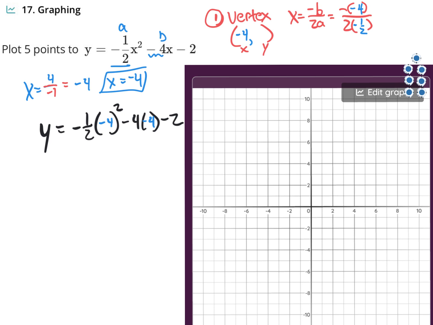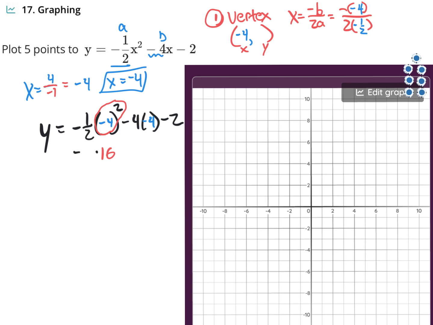At this point, you could just get a scientific calculator and type in -1/2 parentheses and type it all in, and it'll give you the right answer. Or you could do it the way I do it right here using PEMDAS. We're going to begin with the exponents. -4 times itself is +16. -4 times -4 is +16.